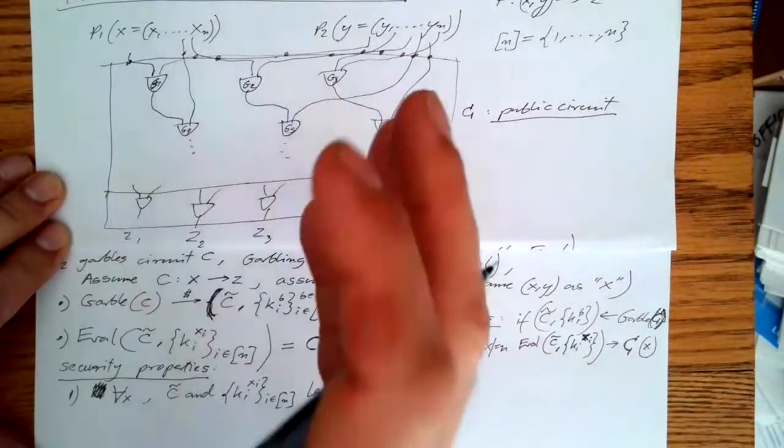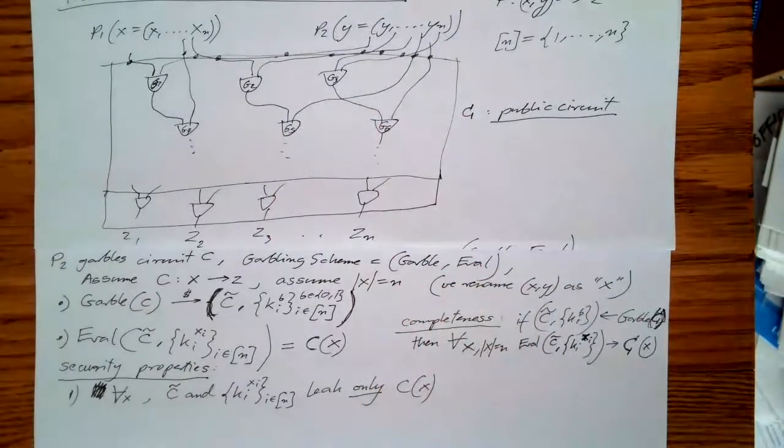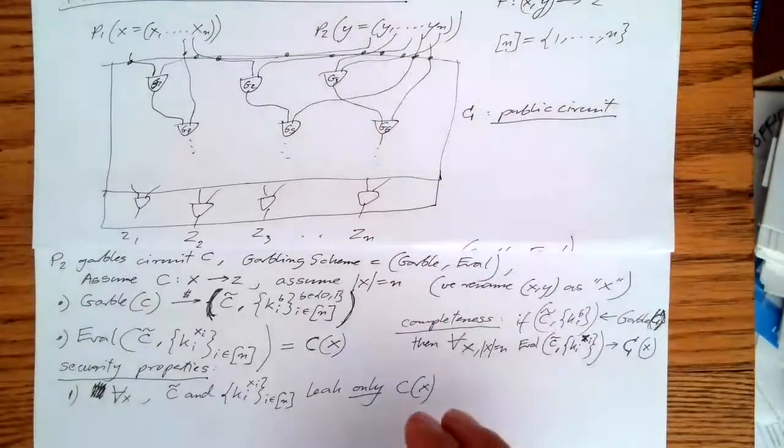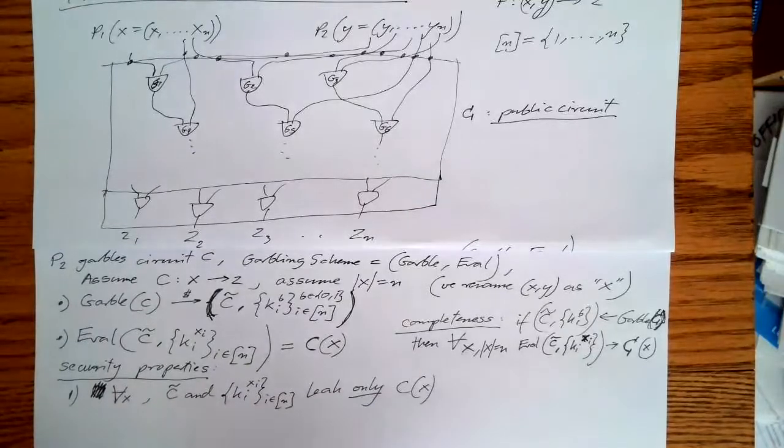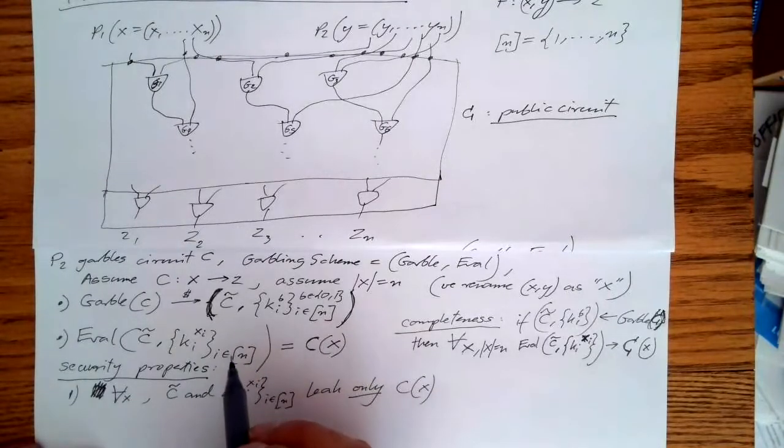Only knowing what it is, because they agreed, they know what they're computing, right? So the circuit is not hidden. The purpose of secrecy is hiding the input bits.